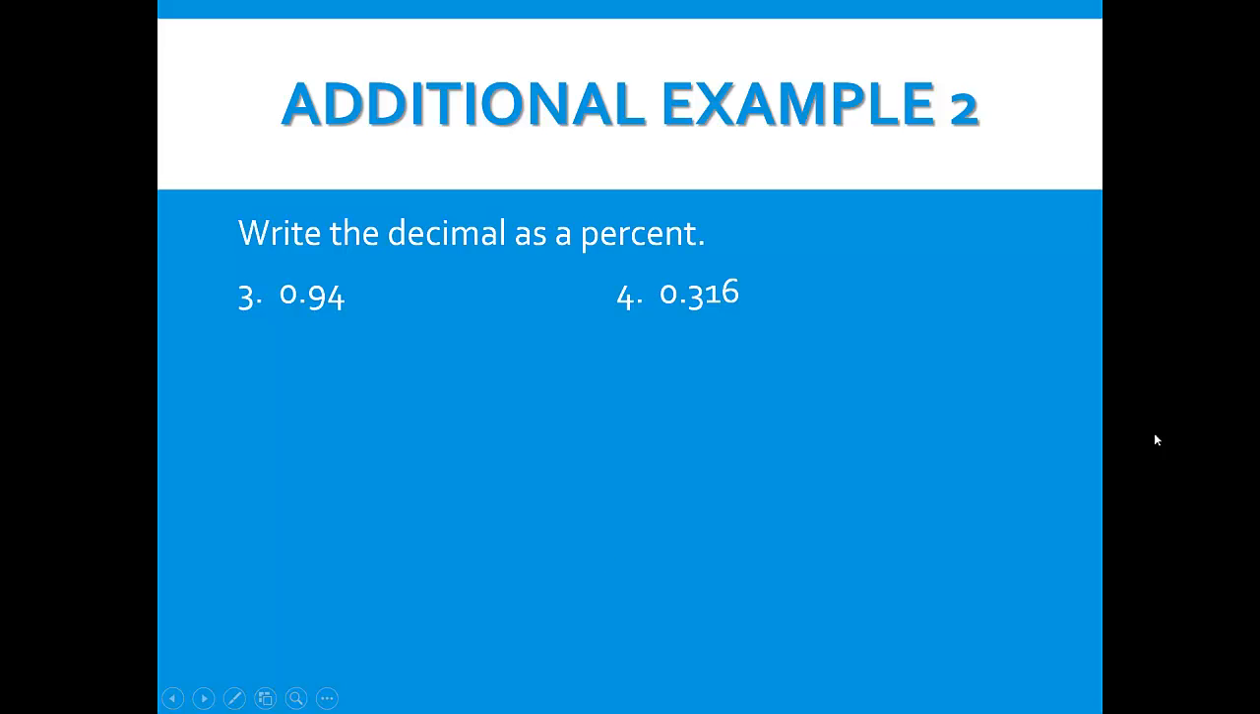Now we have an additional example. You can pause the video and try it on your own, or you may follow along. We're going to write the decimal as a percent. For number 3, we have 0.94. So first I'm going to start out by writing 94. Then I'm going to take my decimal, move it 2 places to the right. So 1, 2 would put it behind the 4, and that would give me 94%.